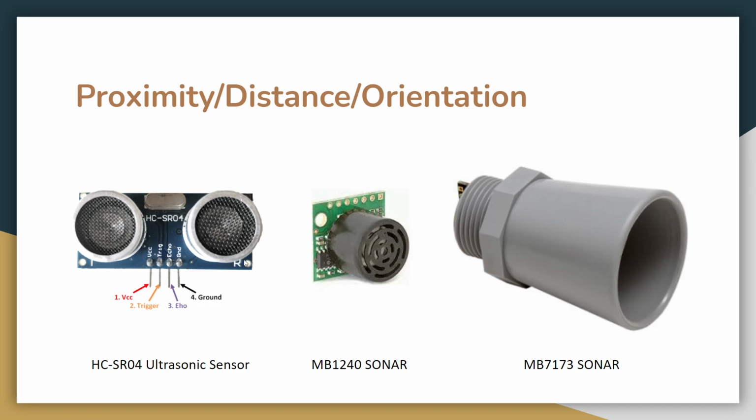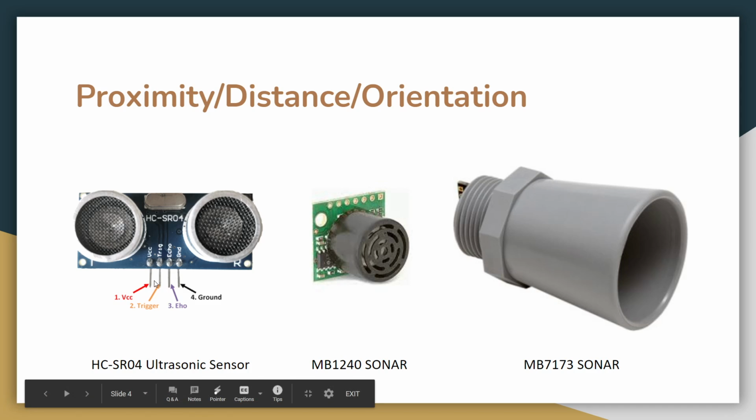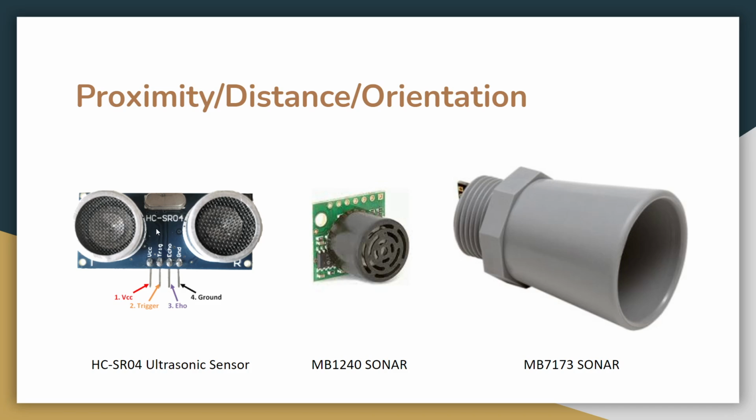So that's the advantage of this MB1240 compared to this one, because this gap will definitely ensure that the minimum range of the sensor HCSR04 is greater than the minimum range for this MB1240, mainly because of the overlap happening between the transmitter and receiver. So that's an advantage of this sensor. Perfect. As far as I know, the distance between the transmitter and receiver on the MB1240 and MB7173 is much less compared to the HCSR04. So that's a major advantage these two sensors have. Yeah, got it.